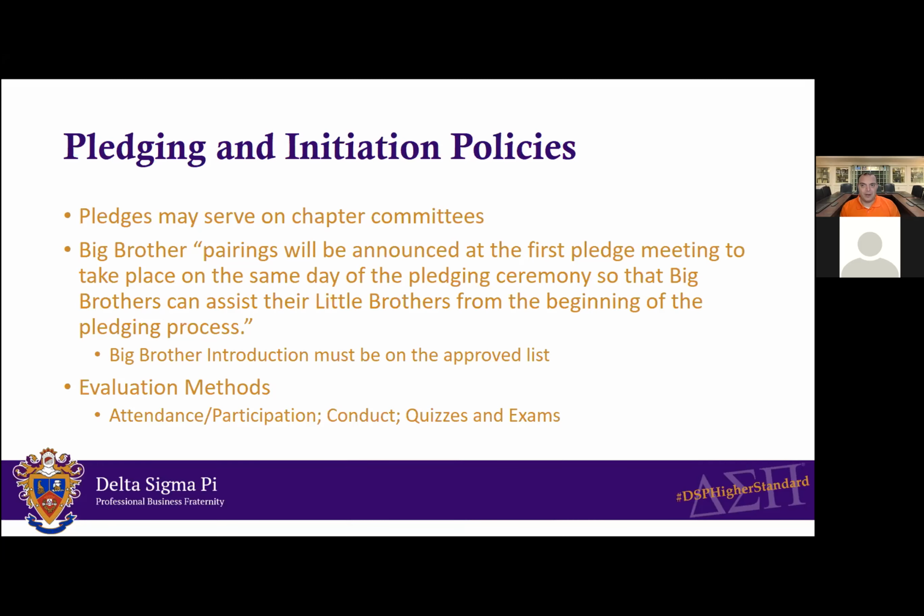Last and most important, there are 3 primary evaluation methods when deciding if a pledge should be initiated. Have they attended and participated in the things that they need to attend and participate in? Are they good people? That's what the conduct piece means. Quizzes and exams are the tertiary, or third, level. They are not the be-all and end-all, even though they are available. Okay.